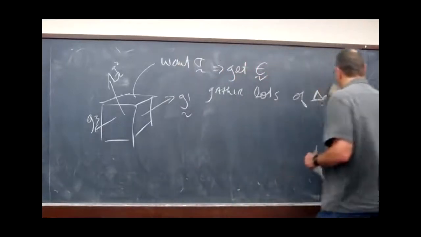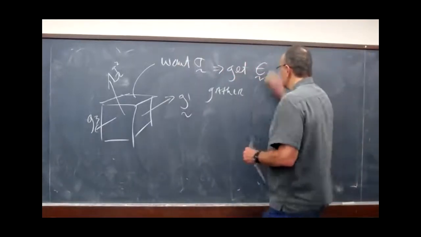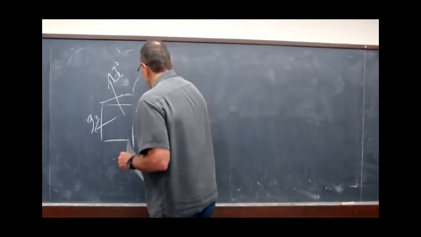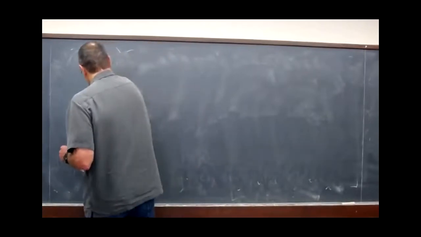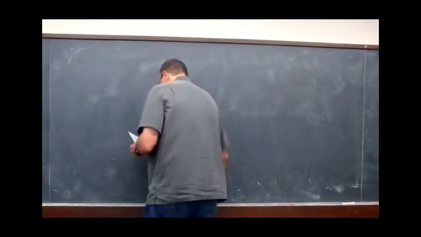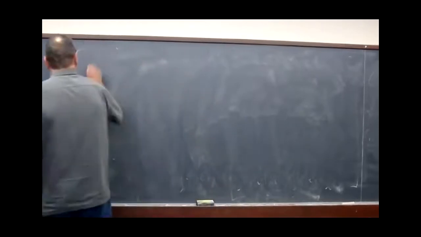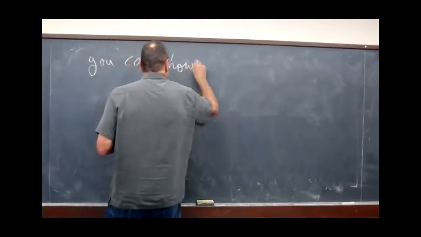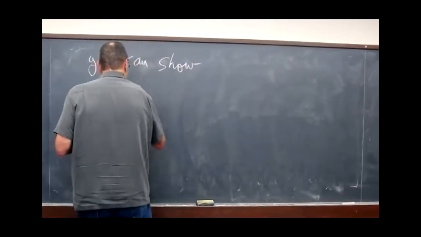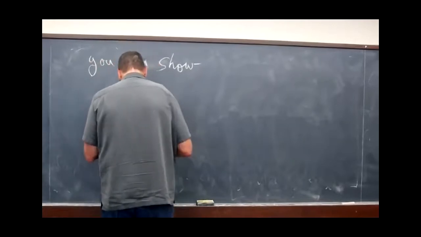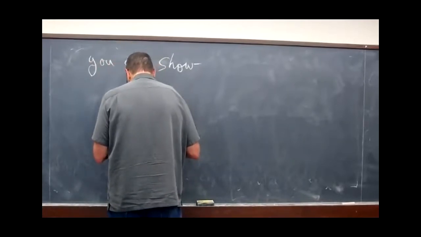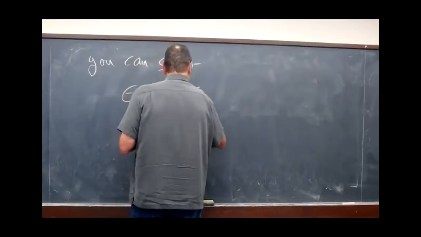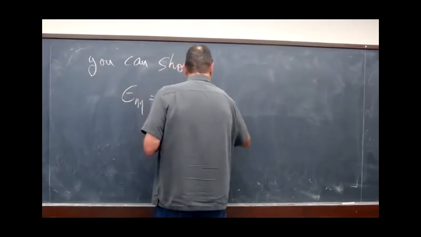And I don't know that Darren has used this property of the dot product in the tensor. But you can very elegantly show that epsilon n is just equal to n dot the strain tensor dot n.